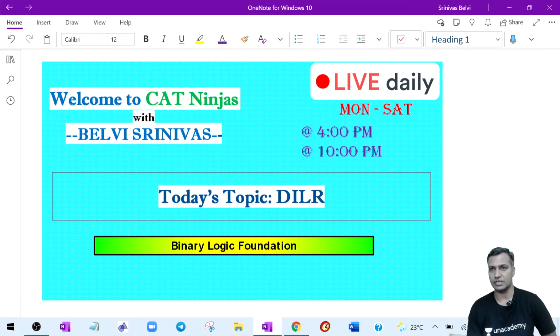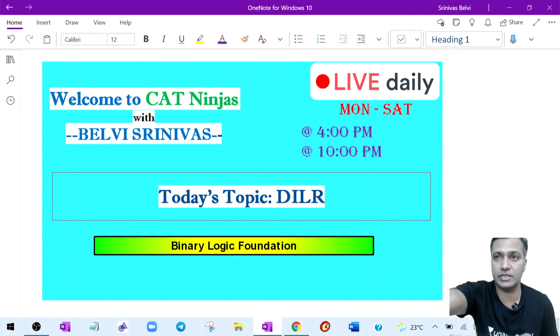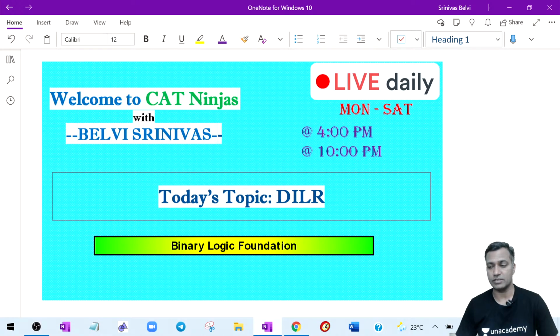LRDI with respect to binary logic. It's a pretty simple topic, and at the same time the most tricky topic as well. It's simple, and at the same time it's kind of tricky. So I'm hoping that everybody is wide awake and quite active. Otherwise, it could be a little challenging to deal with this particular topic.